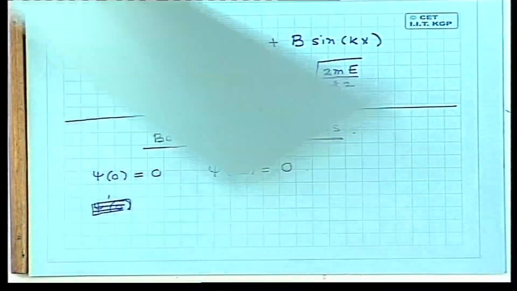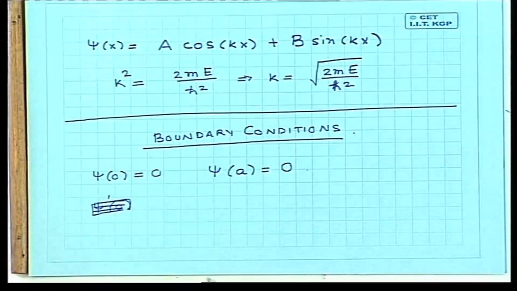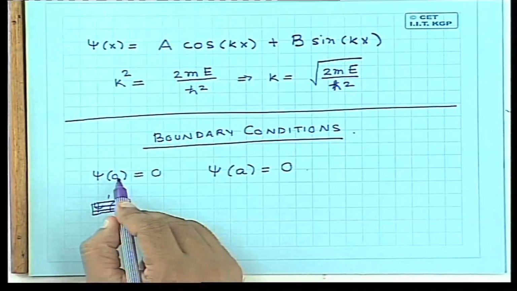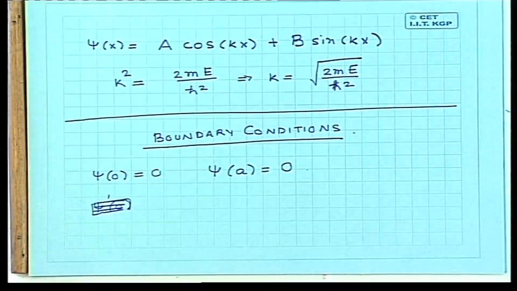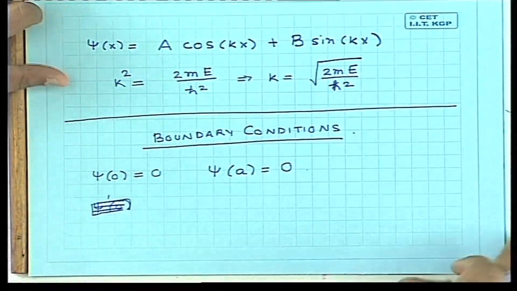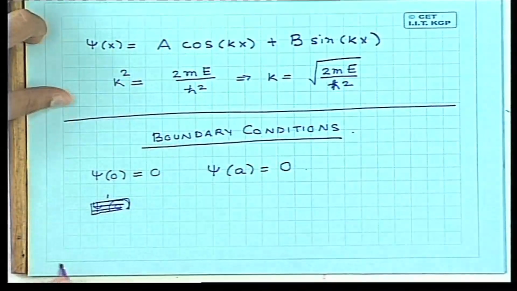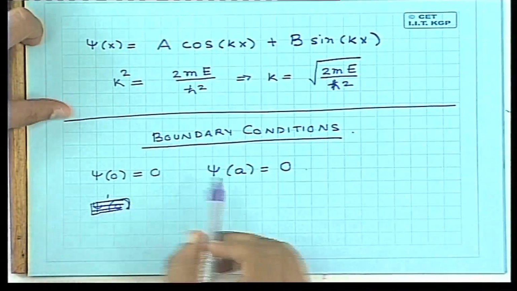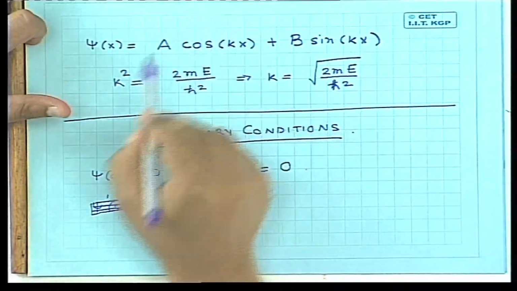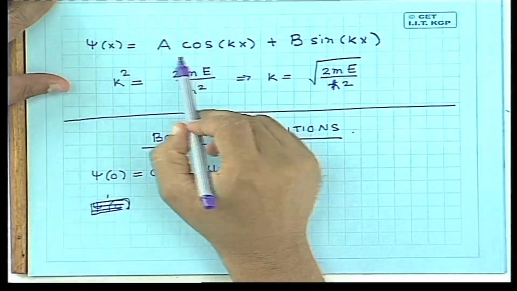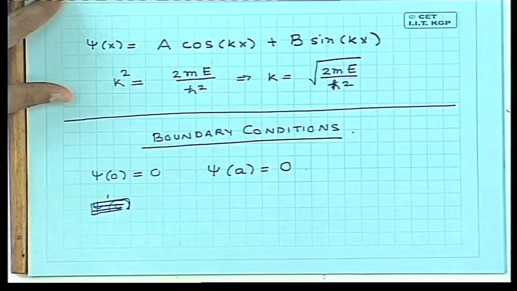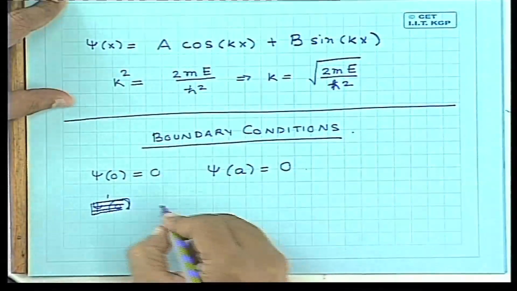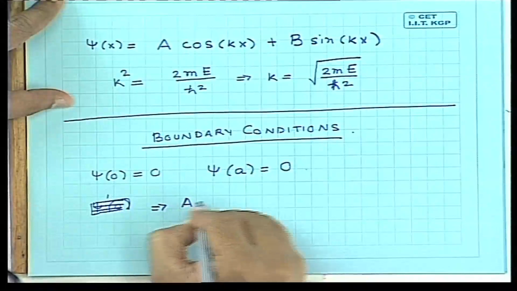Okay, so the boundary condition for this problem, where the potential suddenly jumps to infinity, is that psi should disappear at x equal to 0 and x equal to a. So what does this impose? This imposes the fact that the cos kx solution is ruled out, because cos kx does not disappear at x equal to 0. So this is ruled out, which tells us that A is equal to 0.